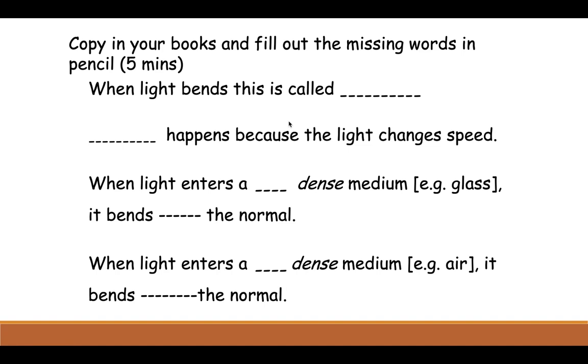All right then, so let's quickly go through those answers. When light bends, this is called refraction. Refraction happens because the light changes speed. When light enters a more dense medium, for example glass, it bends towards the normal. When light enters a less dense medium, for example air, it bends away from the normal.